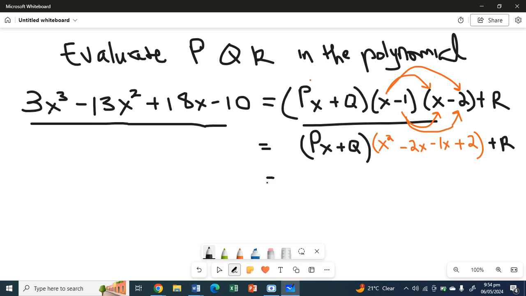Okay, so let's simplify what we have in our brackets here. Negative 2x minus x will give you negative 3x. So we have x squared minus 3x plus 2.